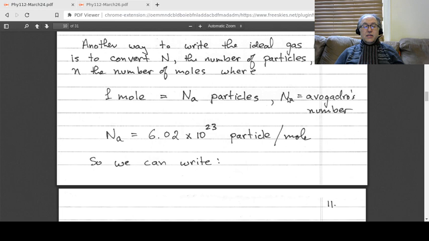Okay, so easy enough. Well, we're just going to bundle a bunch of particles together. If we bundle together 6.02 times 10 to the 23 particles, we say, hey, here's a mole. And we add another 6.02 times 10 to the 23 particles. There you go. There's another mole. Okay, so every mole has that amount of particles. And so you can convert between the two.